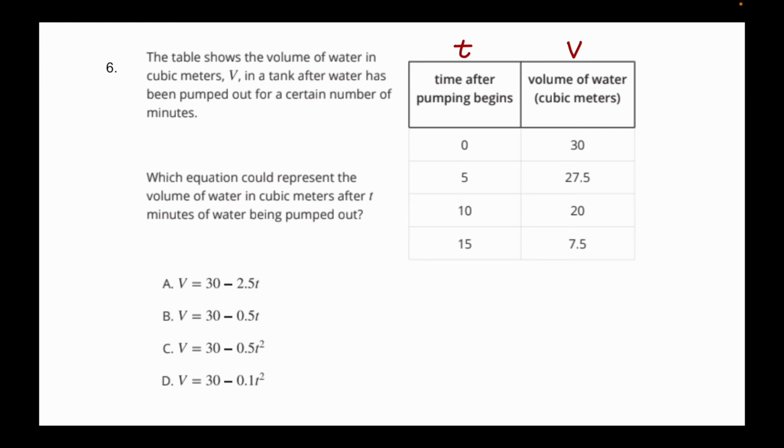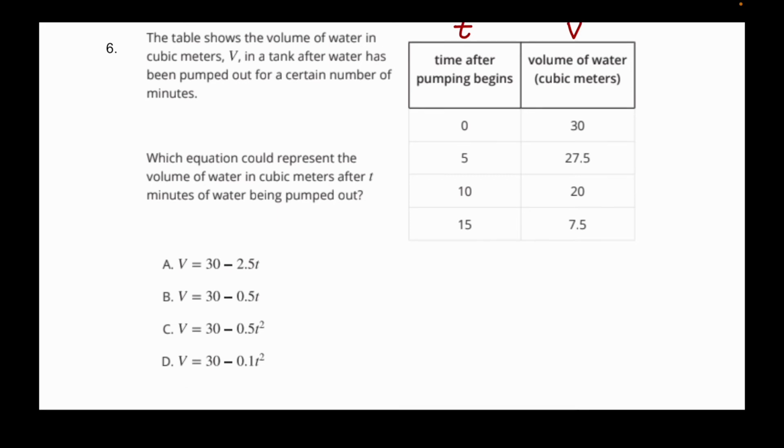They want to know which equation could represent the volume of water in cubic meters after T minutes of water being pumped out. So we probably want to start with our original volume. That means we're going to start with the information we have up here. If it's been pumping for 0 minutes, it has 30 cubic meters of water. So we're going to start with that 30. And I would be subtracting a certain amount every minute.